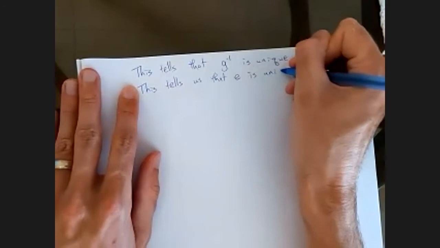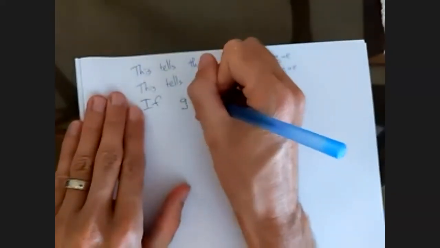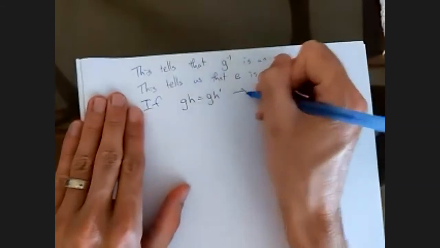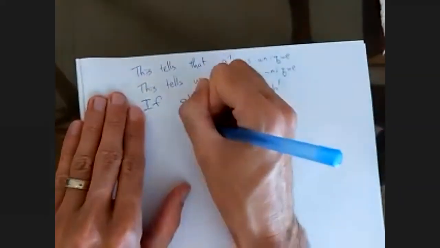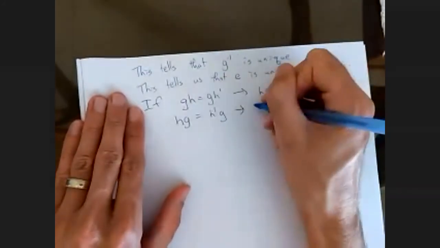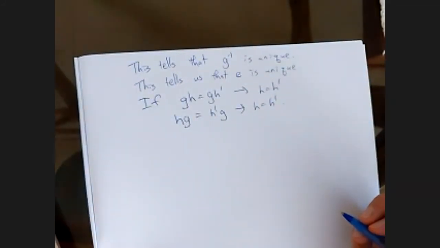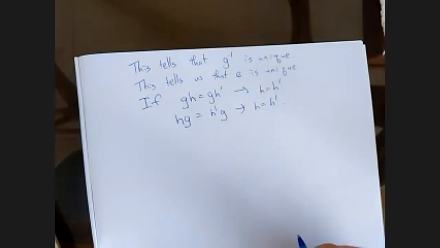Meaning there's a unique identity element. It tells us the cancellation law: if GH equals GH prime, then H equals H prime, and if HG equals H prime G, then H equals H prime. All of these things can be deduced from the last property. So we have the cancellation law, inverses are unique, all that nice stuff.